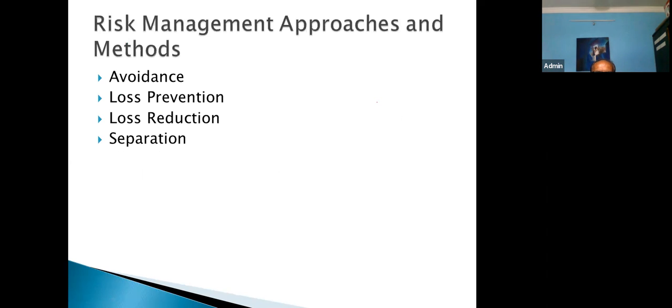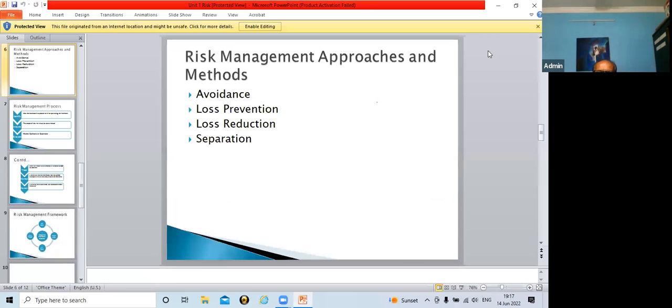Now, the next point is risk management approaches and method. Basically, these approaches and methods are four. Avoidance. The word itself indicates the meaning, that is avoidance.